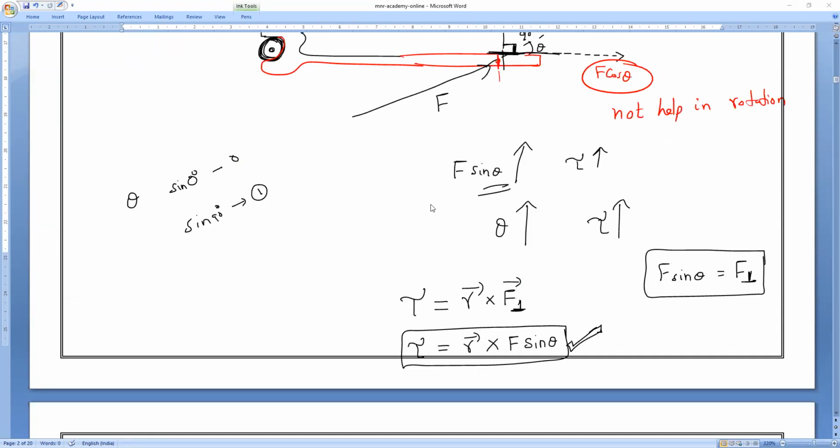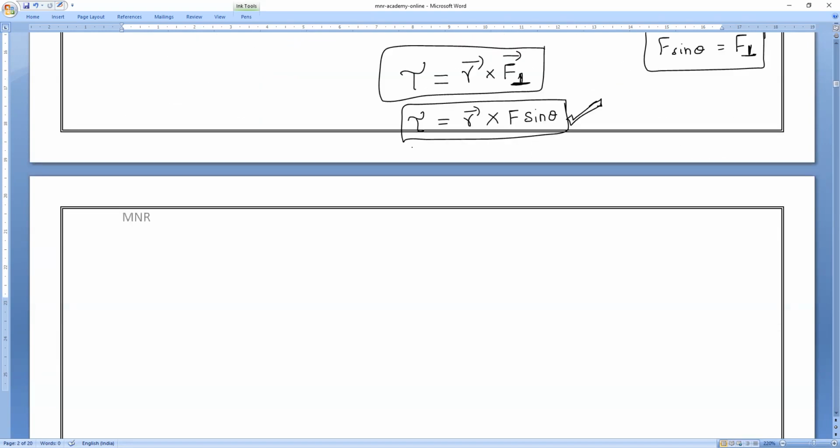So what can I write for the torque formula, guys? All of you. Torque is equal to moment arm into F perpendicular. Okay, Rudreswar? R here is not the radius, it is the moment arm. It is the distance from the pivot point at which you are applying the force. That is the moment arm. Understand?